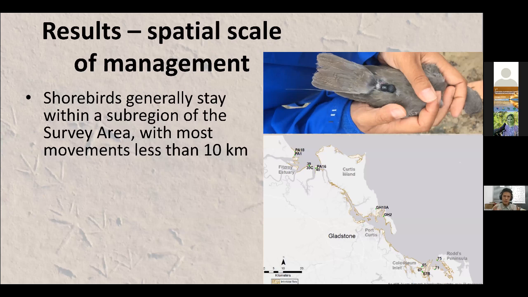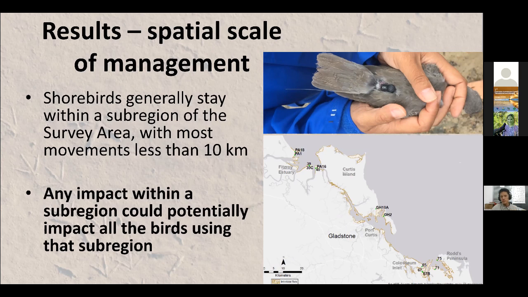So pulling all of these results together, what we found was that most of our captured individually marked birds or radio tagged birds forage within a subregion. They almost never move more than 10 kilometers apart. But within a subregion, they did move between single sites. So what it means is that any impacts, even on a tiny site, could potentially affect all of the birds using the same subregion.